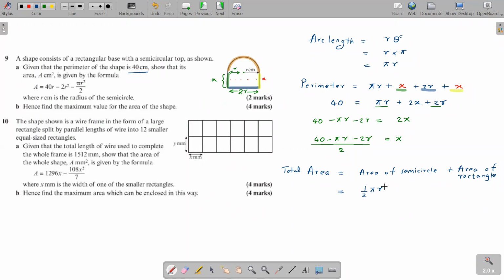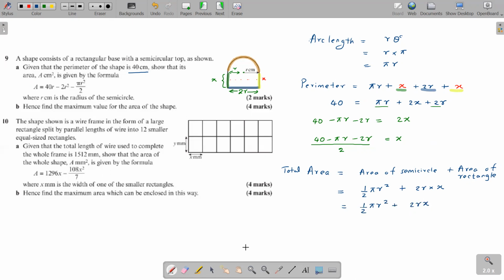If you want, you could use the sector equation, half r square theta, and replace theta with pi. Or the area of a circle is pi r square, so a semicircle is half of pi r square. Plus the area of the rectangle, length into breadth. Length is 2r, breadth is x. Can you see? 2r multiplied by x. Do you agree with me? So I get here half pi r square plus 2rx.